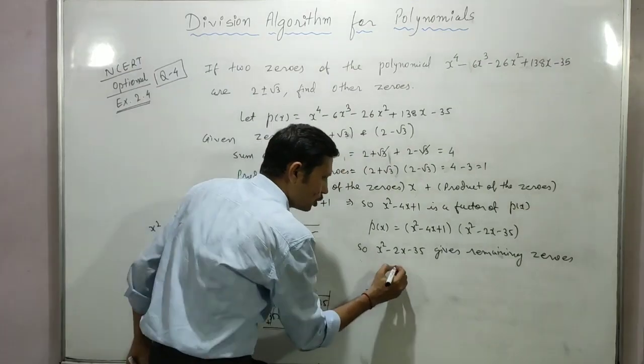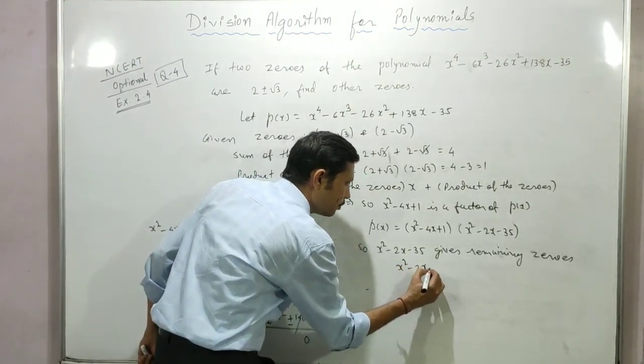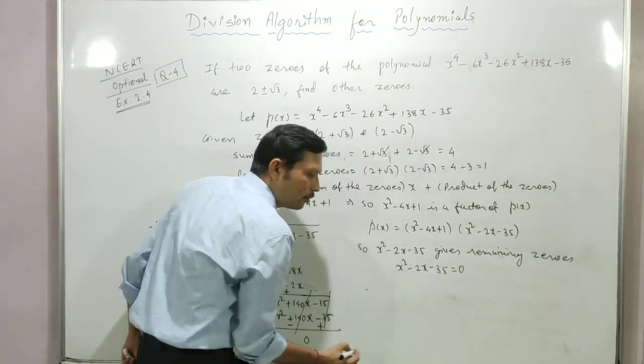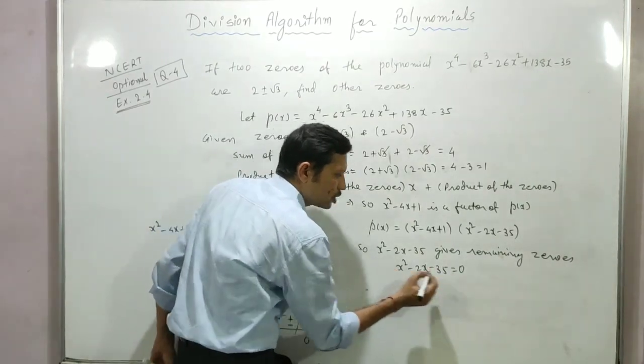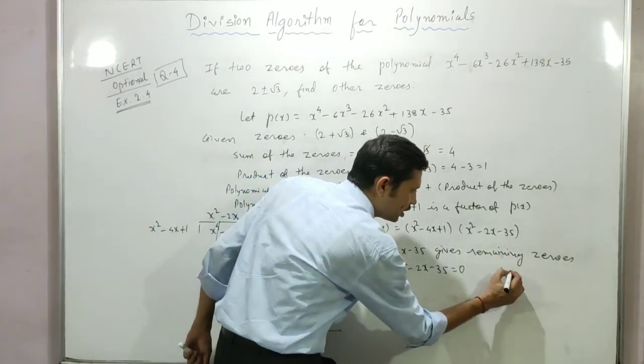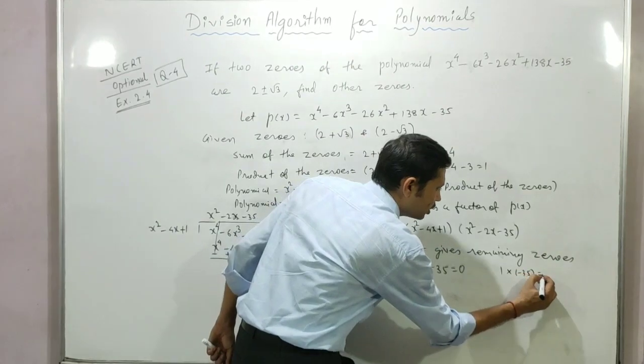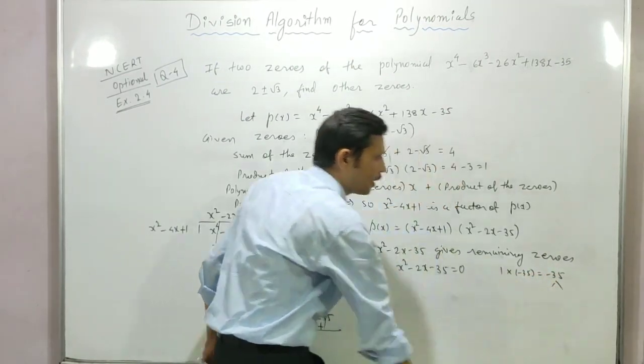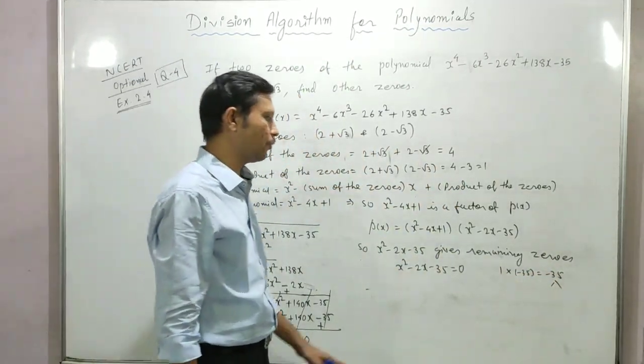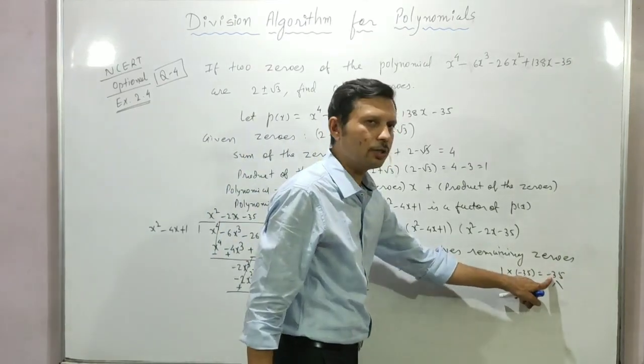So now to find the zeros, we simply have to compare this polynomial with 0 and do the factorization. The first term coefficient is 1, the last term coefficient is minus 35. The product is minus 35. Now the two factors of 35, see, the product is negative.